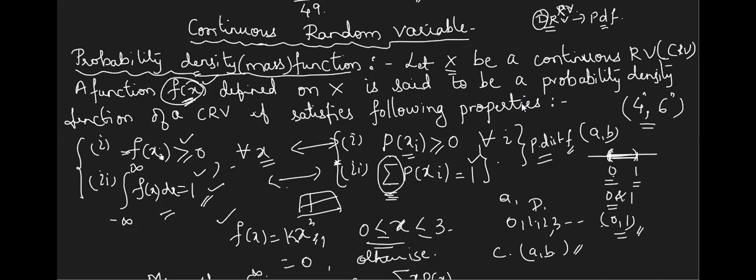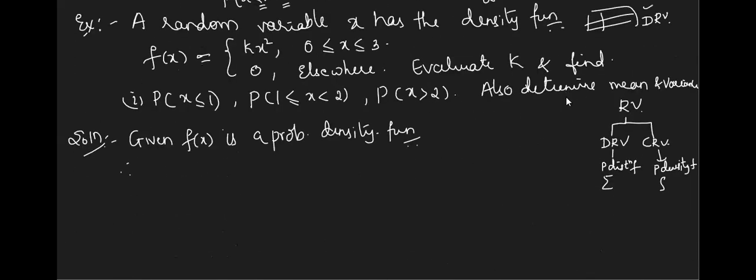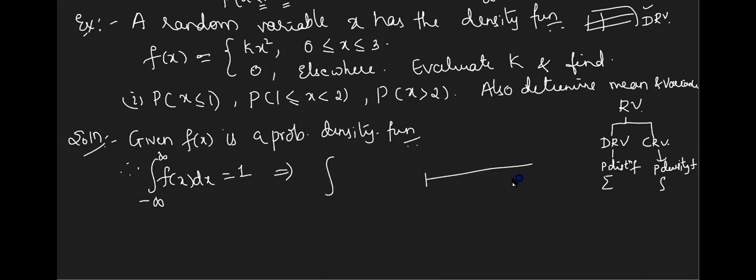Among these two conditions, which condition will help us to calculate k easily? Isn't it the second one? Make use of it. It is already a PDF. Therefore, integration of f of x dx between minus infinity to plus infinity is always 1. Very important thing: minus infinity to plus infinity is the whole thing we have to take.